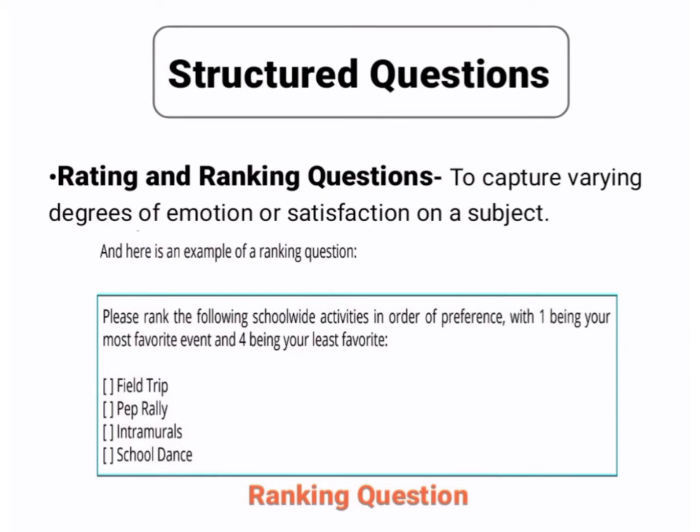Ranking is somehow similar to rating. But because of the word rank, it means chronologically arranged, like from the least to greatest, from 1 up to 10. That is ranking. It is different from rating. Just like in the example on your screen, it says please rank the following school-wide activities in order of preference, with 1 being most favorite and 4 being your least favorite.